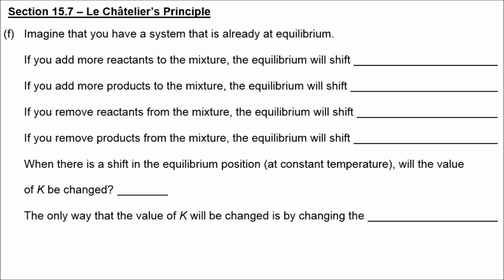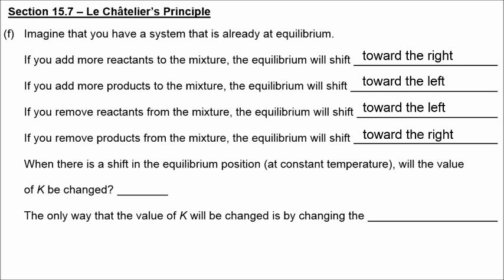Le Chatelier's principle can be understood by talking about shifting left or shifting right. If you add more reactants, it's going to shift toward the right, so toward the products. If you add more products, it will shift toward the left, back toward the reactants. If you take away reactants, it will shift toward the left to make more reactants to make up for that stress. If you take away some products, it will shift toward the right to make more products to counteract that stress.